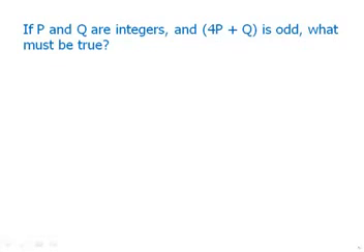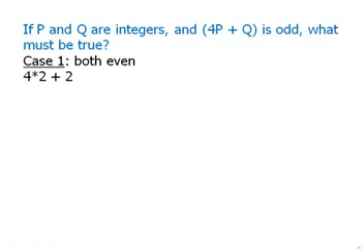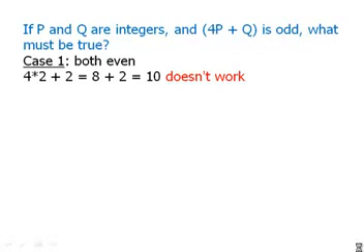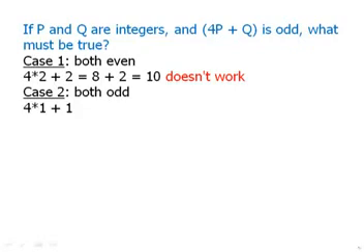If p and q are integers, and the quantity 4p plus q is an odd number, what must be true? Let's start with the 4 case method. If they're both even, so we're going to plug in p equals 2 and q equals 2, we get 8 plus 2, which is 10, which is an even number. Now we'll try both odd. We'll plug in 1 and 1. And we get 4 plus 1, that's 5. That definitely works. So case 1 doesn't work, case 2 works.